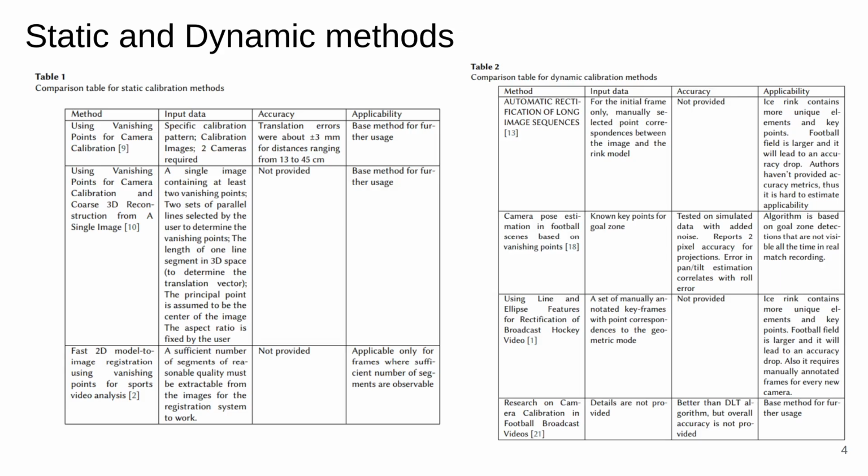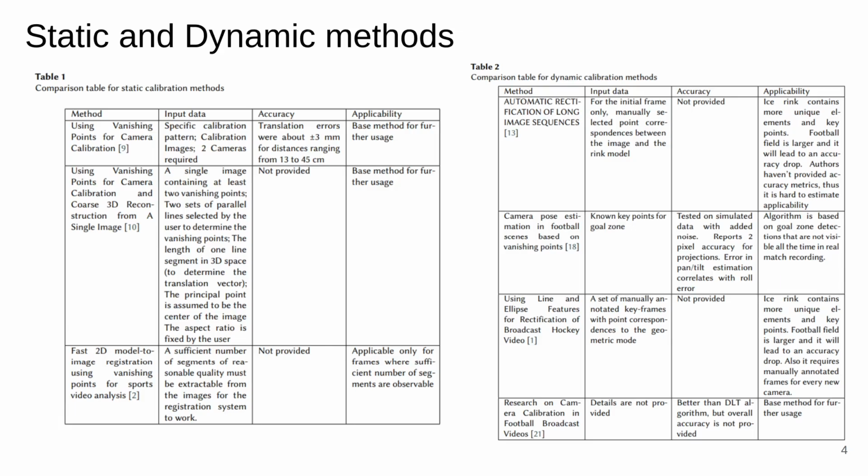Second, we have model-to-image registration, which works by detecting lines on the field and matching them to the known field model. This approach shows promise, but it needs a sufficient number of visible segments to work effectively, something we can't always guarantee during a match. Moving to dynamic methods, which represent a significant step forward. The quality-based tracking approach uses feature matching between consecutive frames to maintain calibration as the camera moves. While innovative, it faces a critical challenge, error accumulation over time. Small mistakes in each frame can compound into significant inaccuracies.